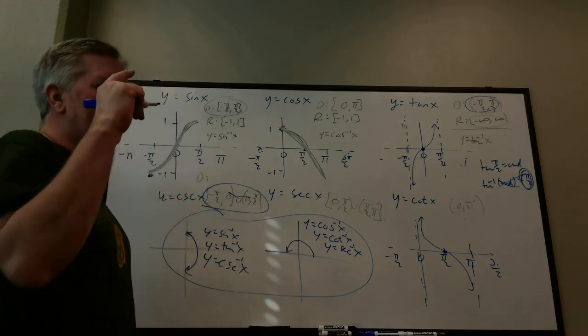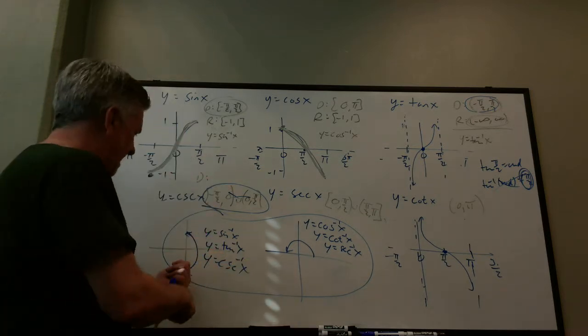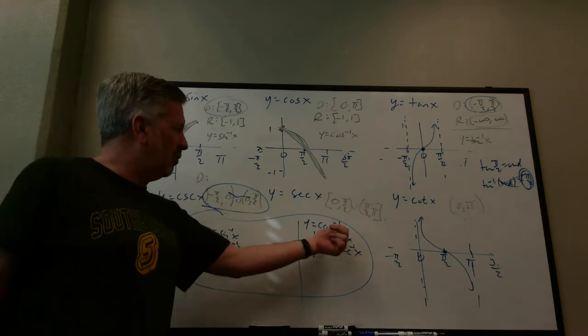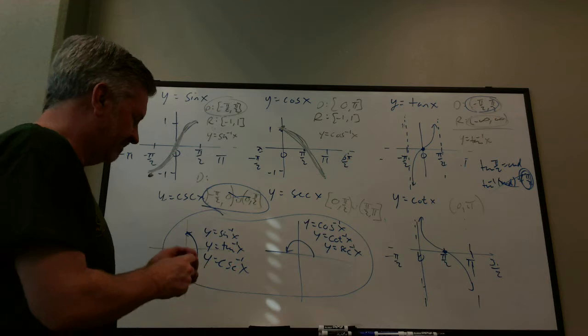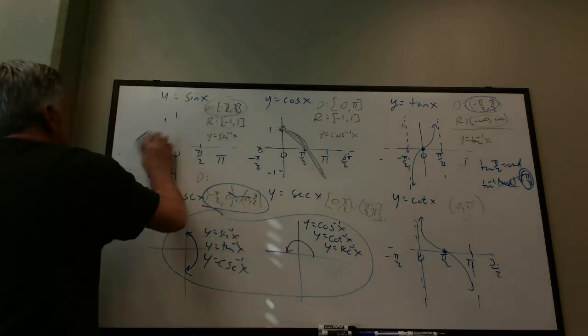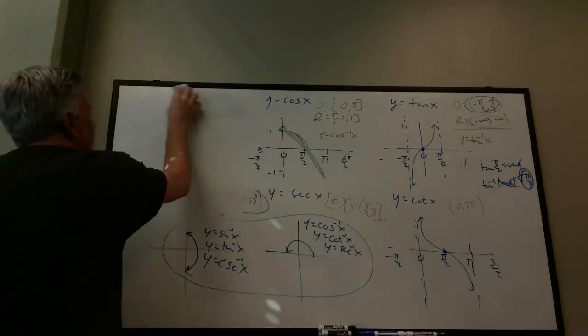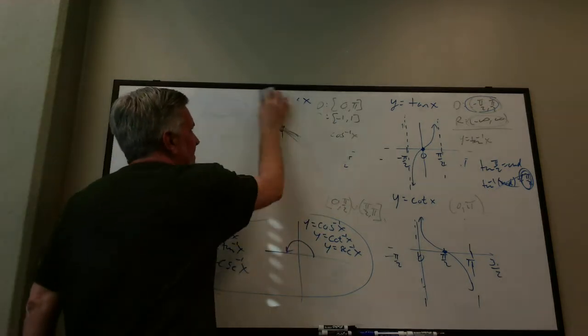You're never going to get sine inverse of a number is an angle, and the angle's in the third quadrant. Or cosine inverse of a number is an angle, and the angle's in the third quadrant. It's not going to happen. Okay, so with that in mind, we can now work some problems. Again, that's the new thing here, the restriction.